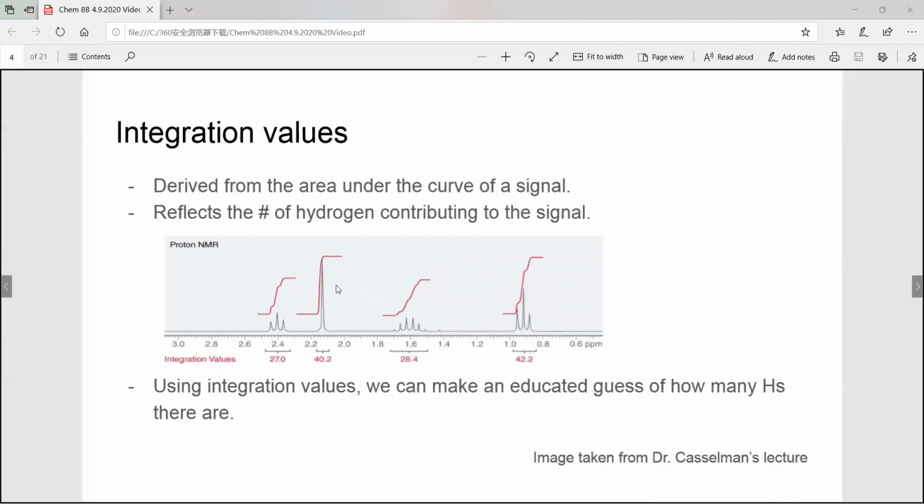The integration values in NMR are derived from the area under the curve of each signal, and they reflect the number of hydrogens contributing to each of these signals. Thus, using integration values, we can make an educated guess of how many hydrogens are coming from each of these signals.